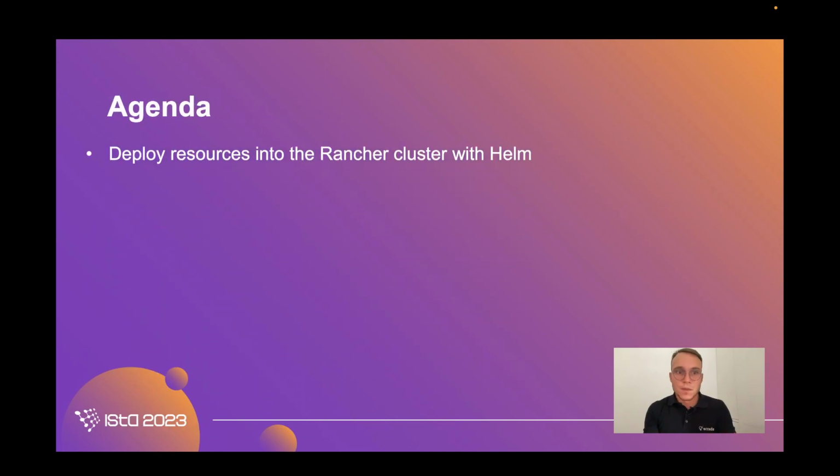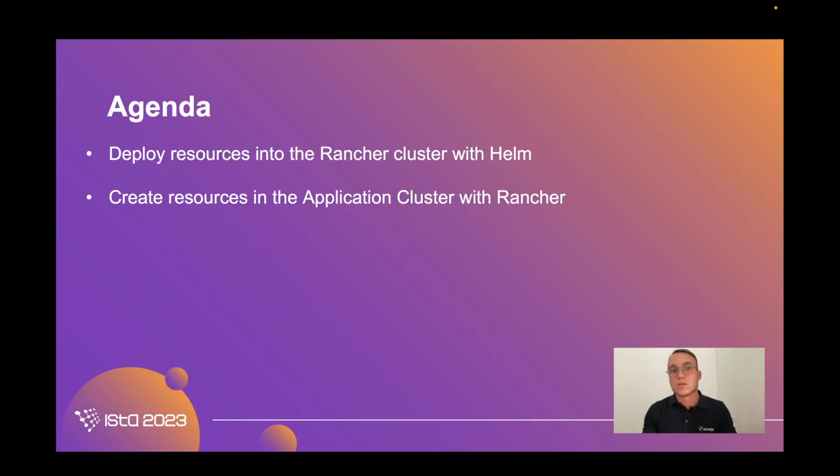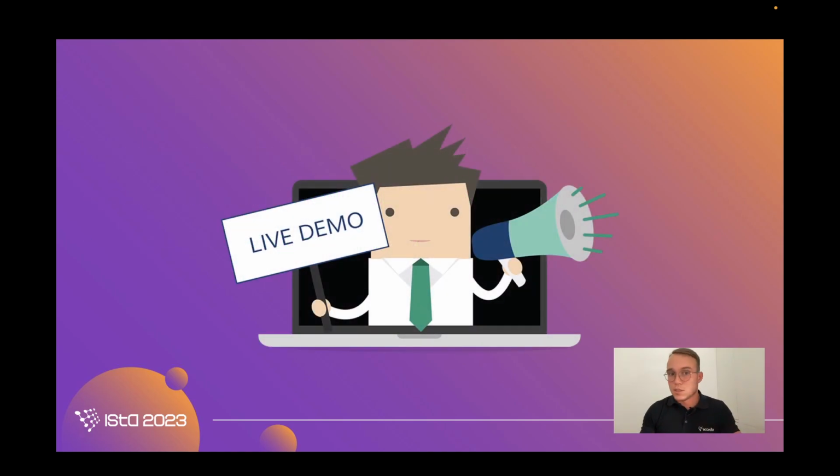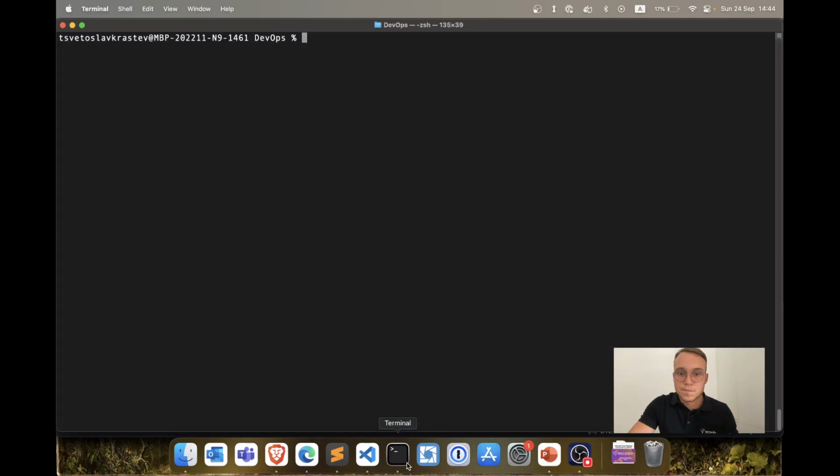The agenda on a high level: first off, we are going to deploy resources into our Rancher cluster with Helm. Afterwards, we are going to create resources in the application cluster with Rancher. And lastly, we are going to demonstrate the CI/CD process and you're going to see this in action. So without any further ado, let's jump into the live demo.